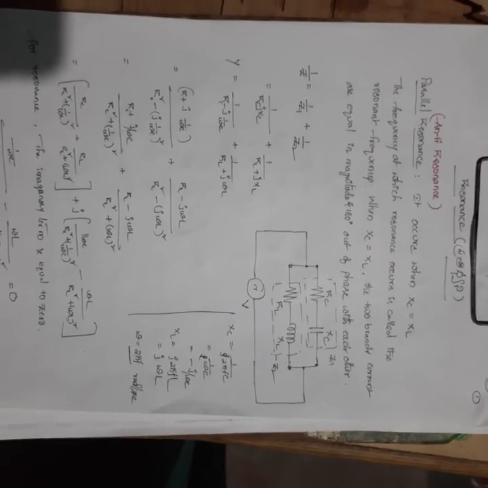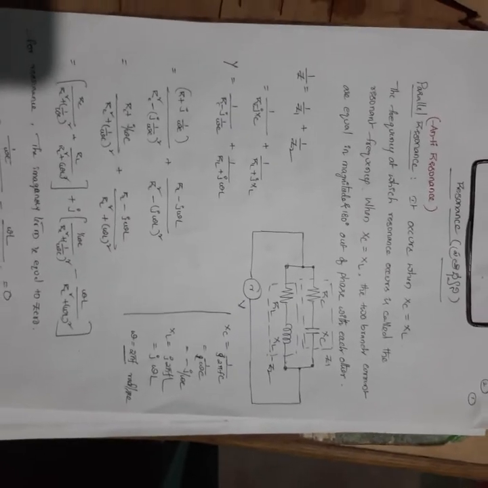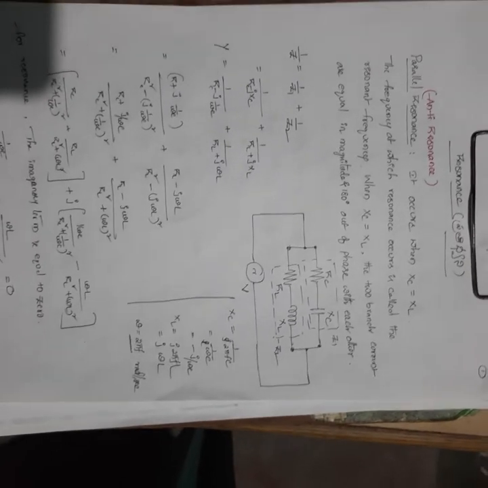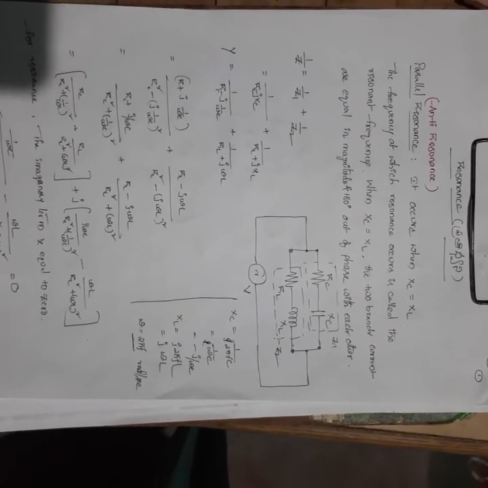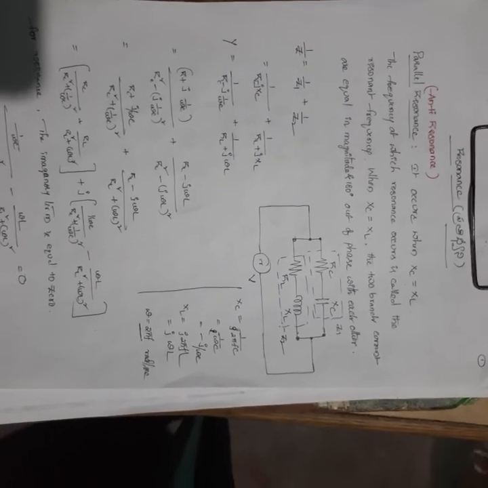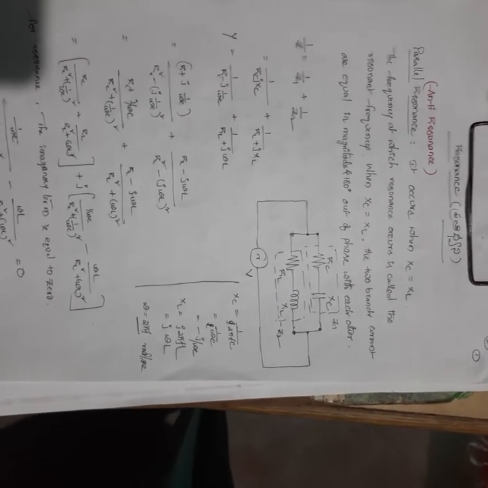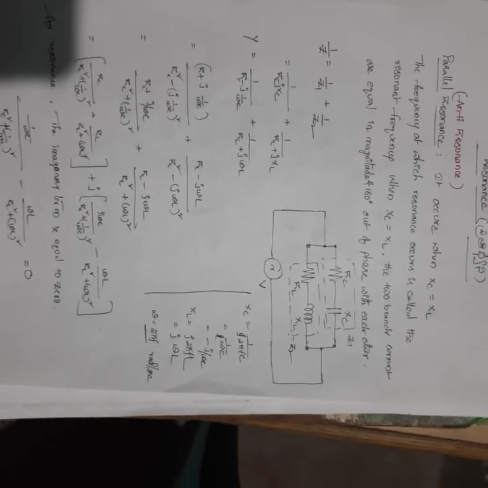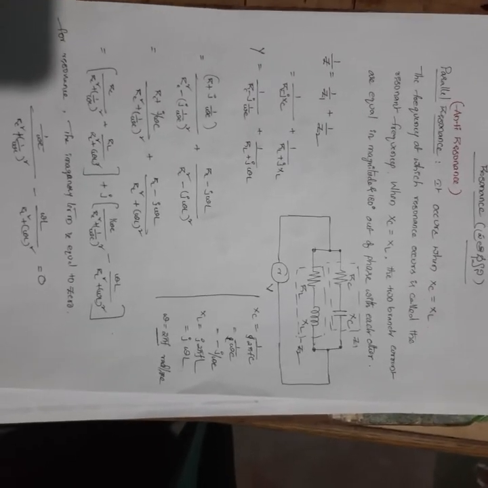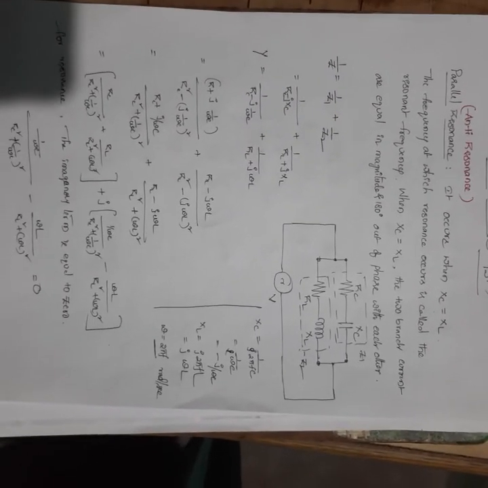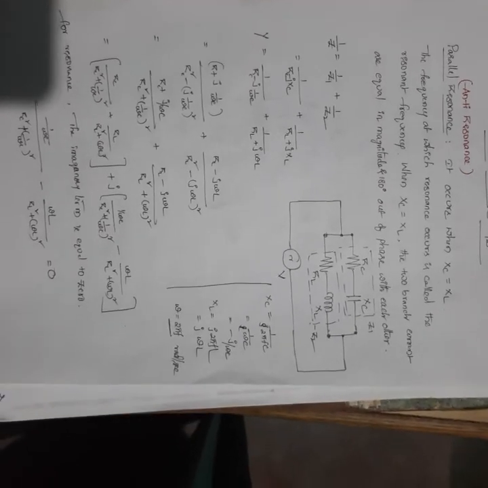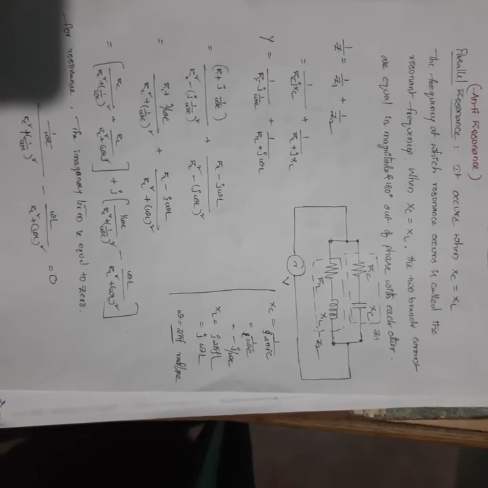Before we discuss resonance, we should know about impedance and admittance. Impedance is nothing but R plus jX, where R is resistance and X is reactance. We know that the reciprocal of resistance is conductance, the reciprocal of reactance is susceptance, and the reciprocal of impedance is admittance. So admittance Y equals 1 by Z.